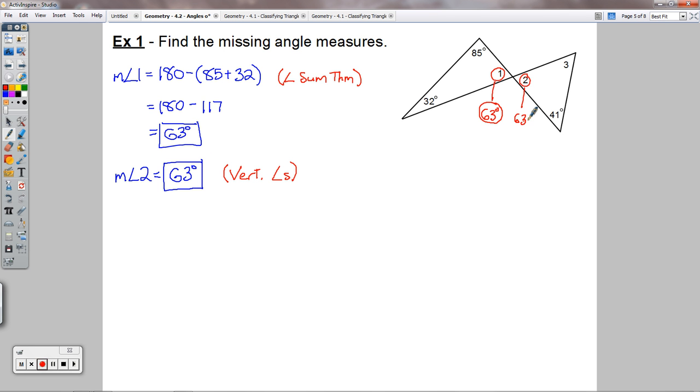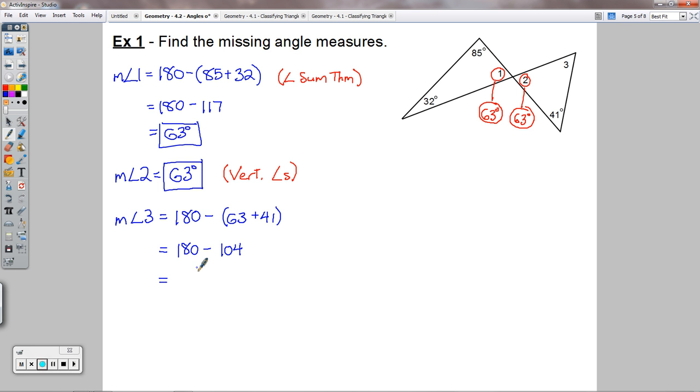This is 63 degrees. If I know this one's 63 and this one's 41, I can use the triangle sum theorem one more time to say that the measure of angle 3 would equal 180 minus these two added together. So 180 minus 63 plus 41. That would give me 180 minus 104.